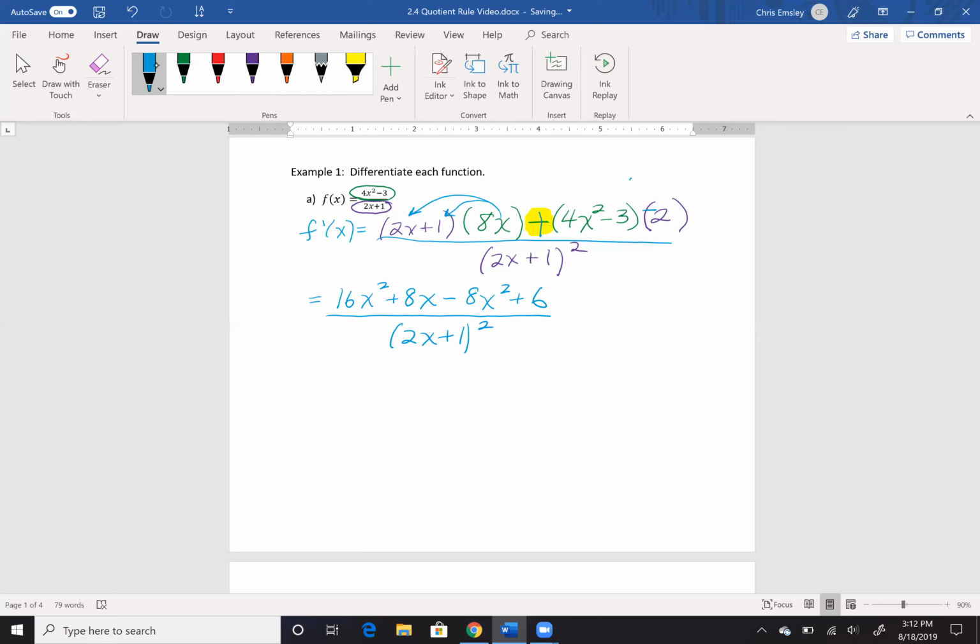Okay, then the final step would be to combine any like terms you have up there in the numerator. We have a 16x squared and a minus 8x squared. So that leaves us with 8x squared plus 8x plus 6, whole thing over 2x plus 1, quantity squared. You could expand the denominator, you could multiply out that 2x plus 1 squared, but I don't think there's any need to. I think that is a good final answer.